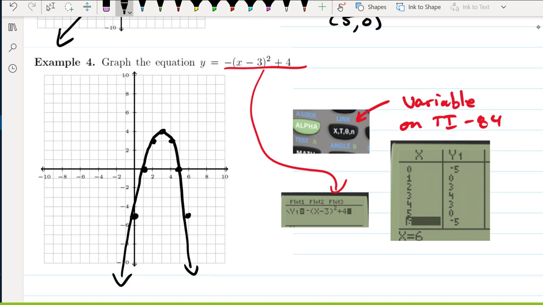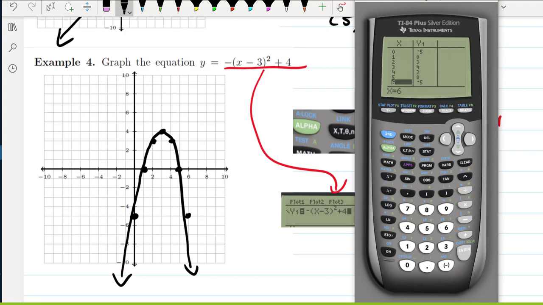So to have our TI graphing calculator generate a table of ordered pairs, to recap, what we do is we press our y equals key, we type our function in, and then instead of choosing graph, we go second and table to generate a set of ordered pairs.